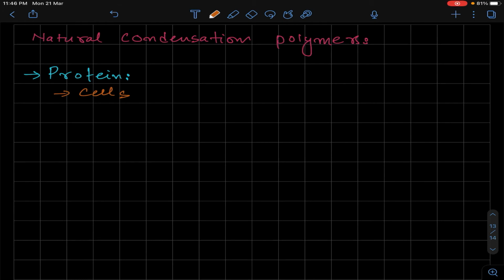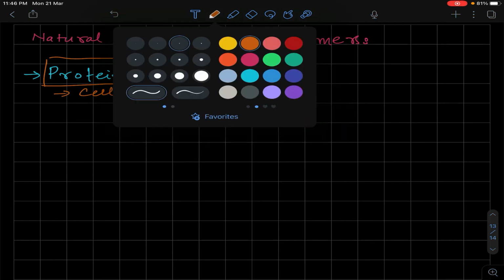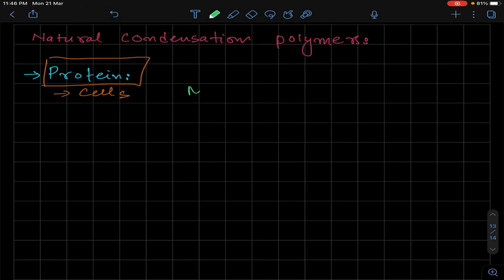Plus, the enzymes which are responsible for controlling the chemical reactions happening in a living body are also made up of proteins. So proteins are very important molecules, and protein is a natural condensation polymer which is made up of amino acids. So the monomers of protein are amino acids.